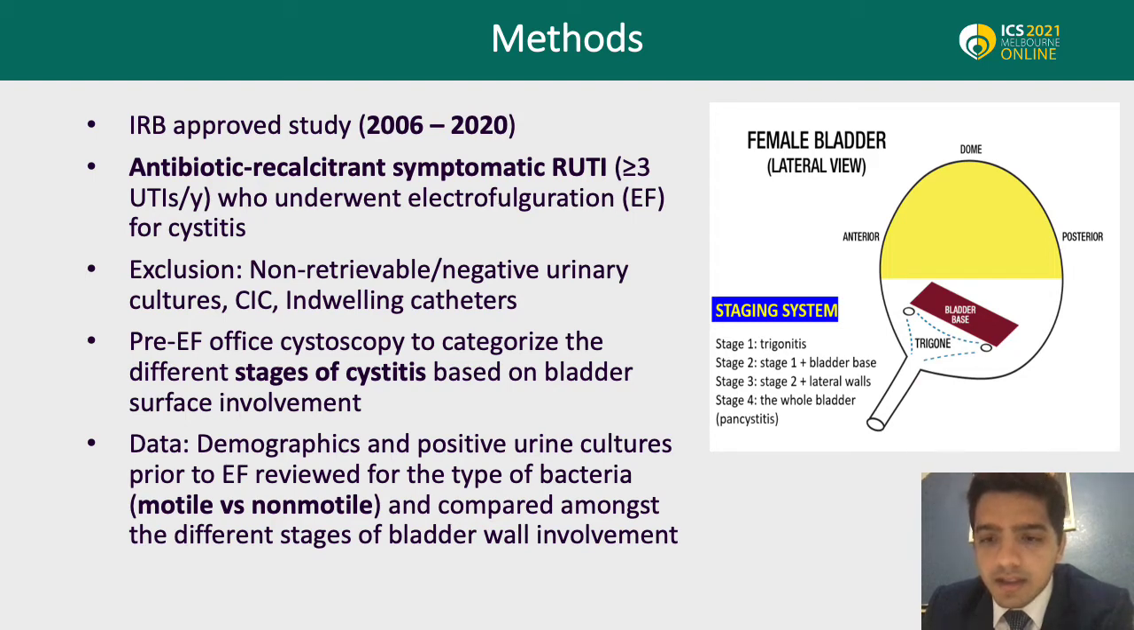We also collected demographics and positive urine cultures prior to fulguration. We categorized urinary strains based off the motility properties into either motile or non-motile. We next compared these urinary strains amongst each different stage of bladder wall involvement.